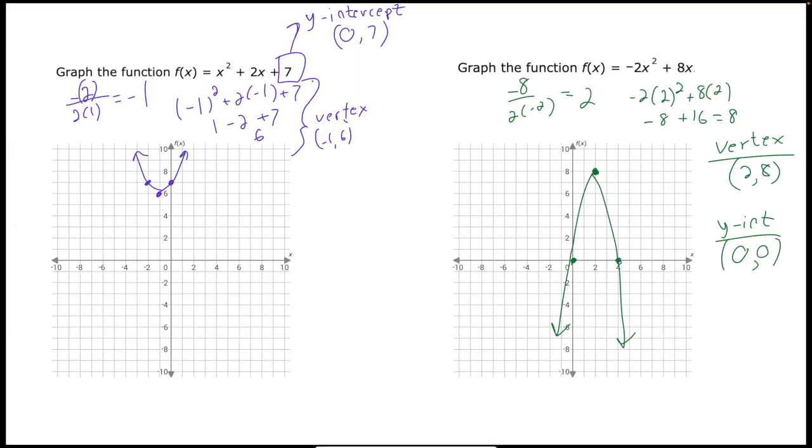For the second graph, you should have gotten a vertex at 2, 8. Your y-intercept is 0, 0. So this is the upside down U shape, the frowny face. And this is what your graph should look like.